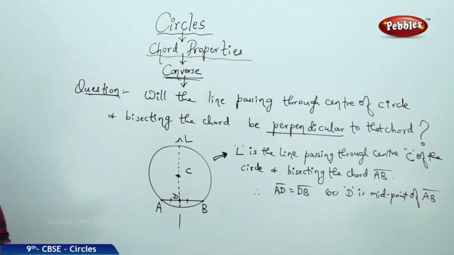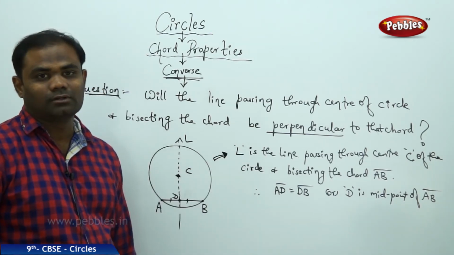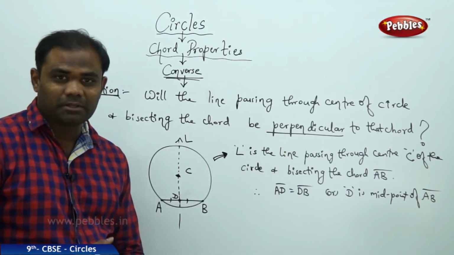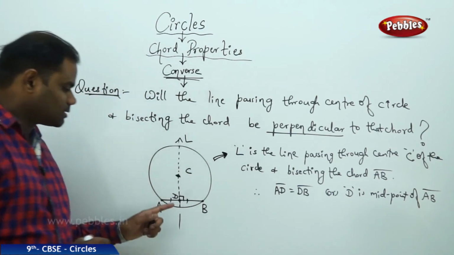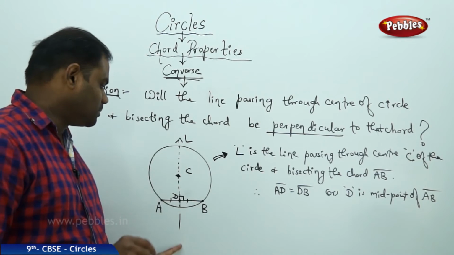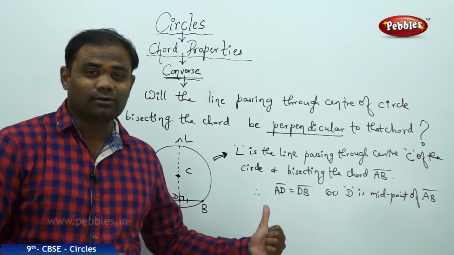Now, the converse says that this line must be perpendicular to the chord. So, the answer to my question is yes. If a line passes through the center of a circle and bisects the chord AB, then the line must be perpendicular to the chord AB, is how we understand the converse.